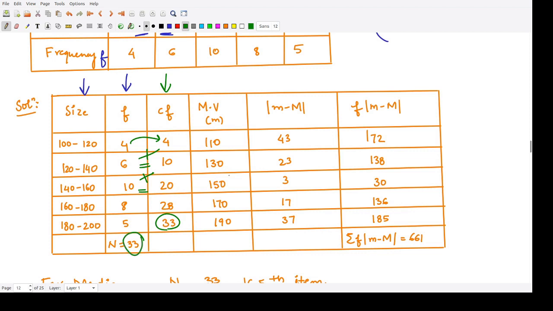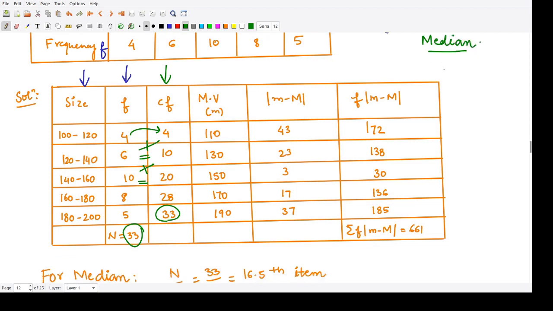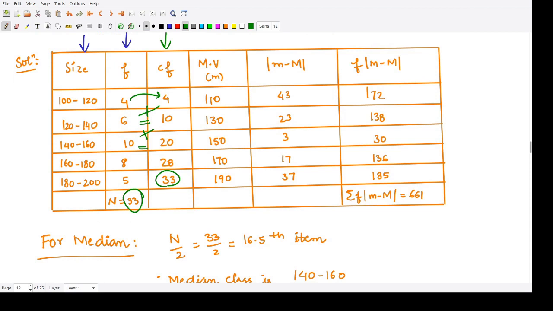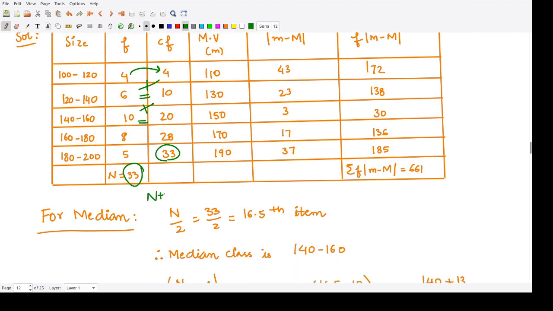Then we will calculate the median. How do you calculate the median? To calculate median, because n is 33, we will go for the (n plus 1) divided by 2th term, right? So our n is 33, 33 plus 1 divided by 2, that means 34 by 2, that is the 17th term. So what is the value for this 17th item? You will go and look for this value in the CF column. So it will come after 10 here, somewhere here. So your median class is this one. This is the median class.